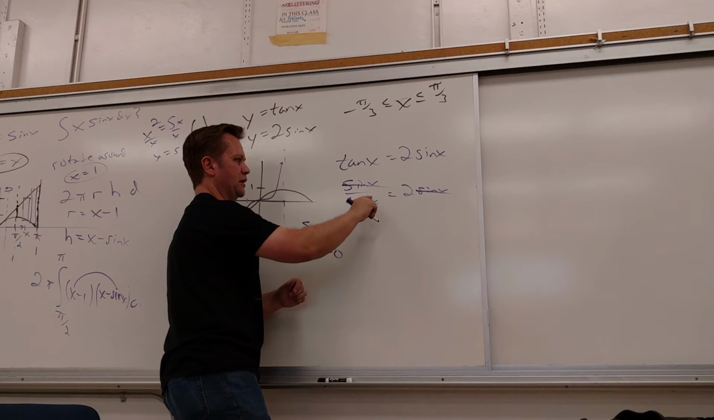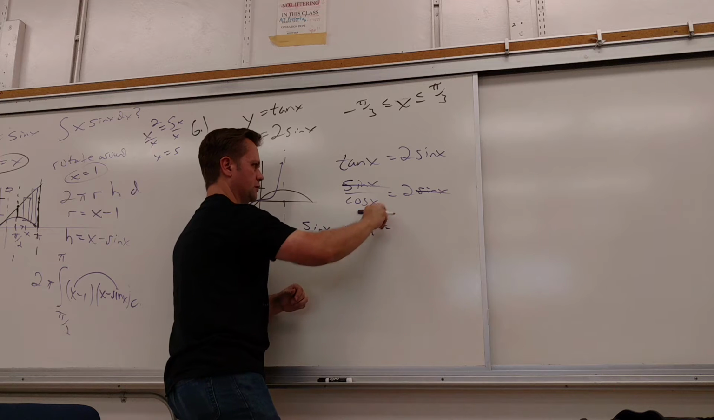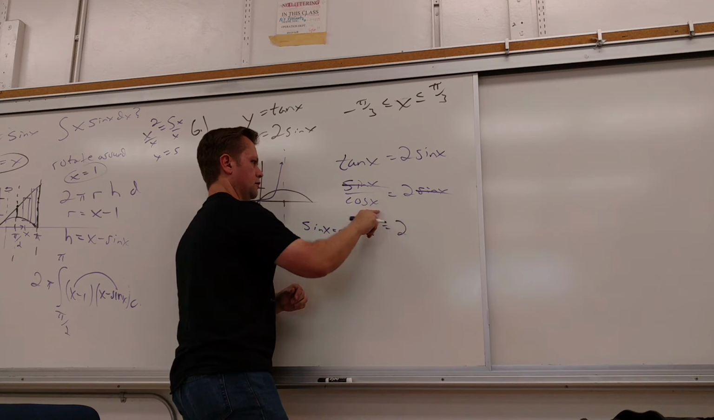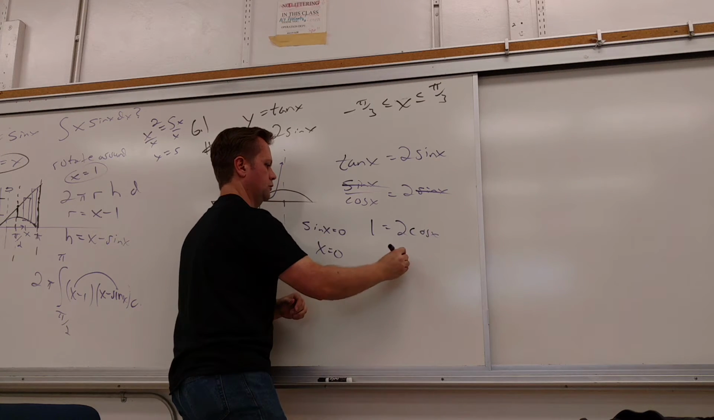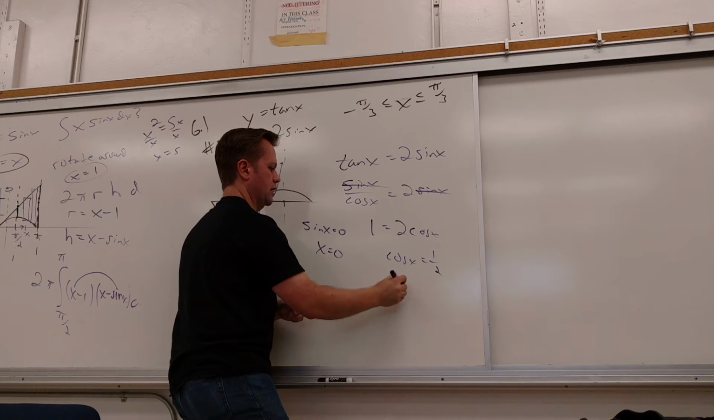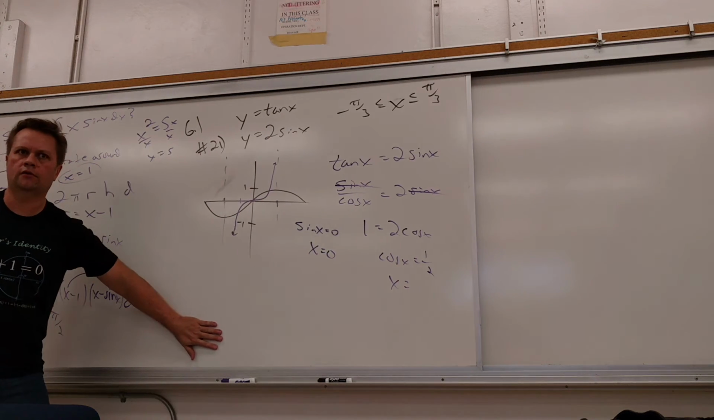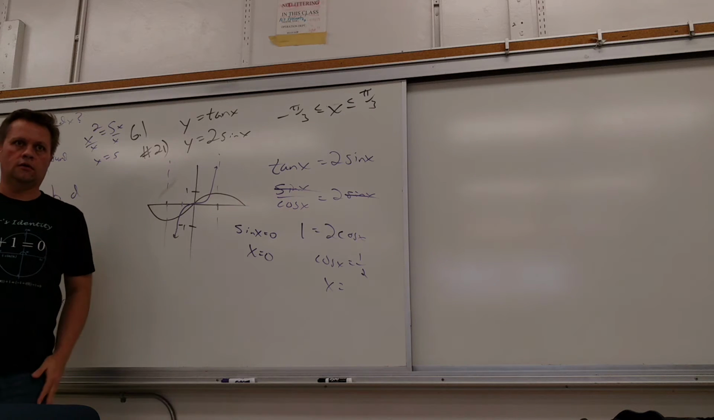So then what do I get? I can say this is 1 equals 2 cosine x, so cosine x equals 1 over 2, and where's that happen? Where's cosine 1/2? Pi over 3, plus minus pi over 3.